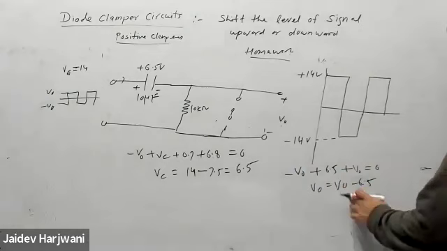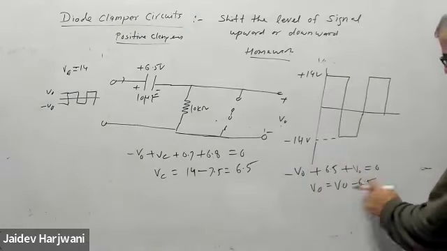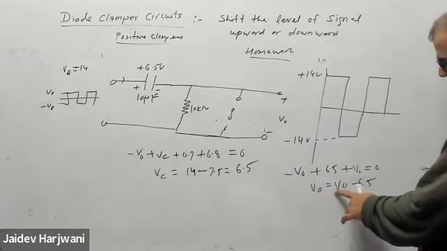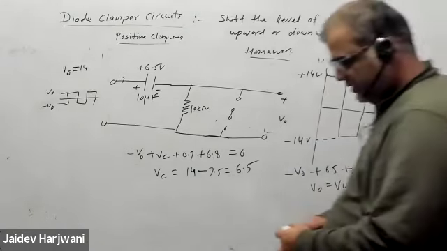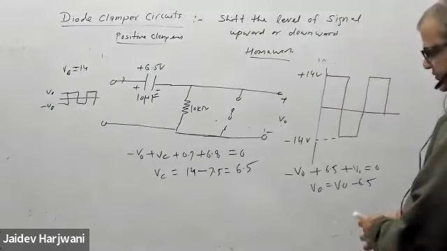Now when this is the 14 positive cycle, output will become how much? 7.5. And if it is negative, so minus 14, so 20.5. Okay, so now if you draw the output, this is your equation.